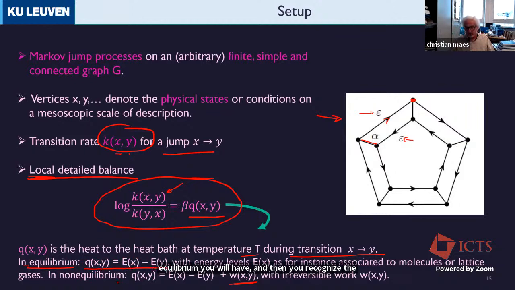Qxy would be the difference of energies associated to the particular molecule or whatever driven or lattice gas you're studying. But in non-equilibrium, there is an additional part which need not be for all edges given by the same difference of potential. So I repeat, the non-equilibrium enters in the fact that the Qxy is not just a difference of energies like it would be in detail balance, but local detail balance still allows us to associate to this Qxy the word heat associated to the transition from X to Y.